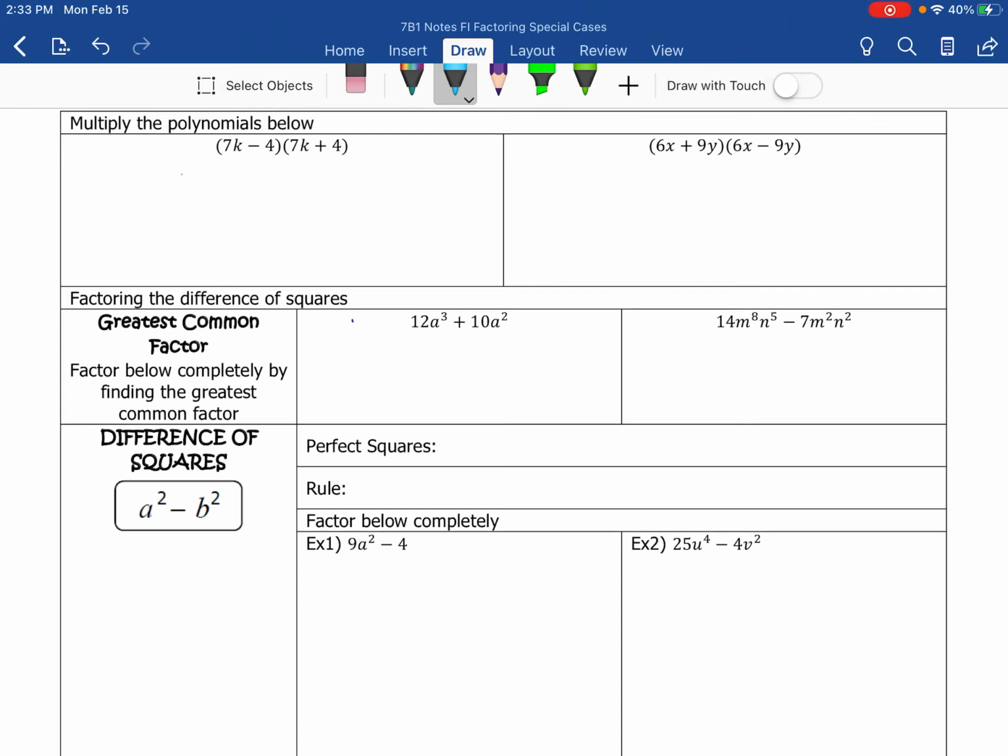So we're going to be talking about factoring special cases. I want to start with the pattern. We're going to talk a little bit about greatest common factor, and we're going to go from there.